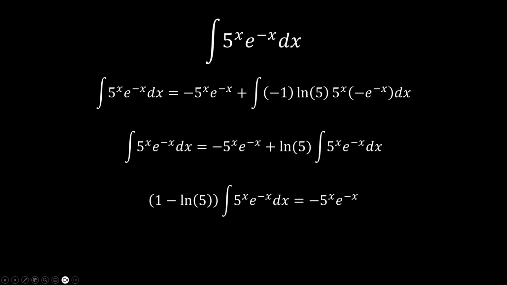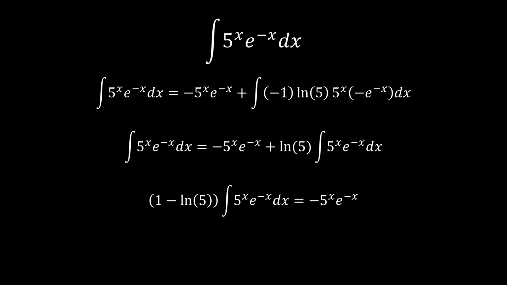Simplifying that partial integral, we have that negative 1 term times the negative sign of e to the negative x. They cancel, and we can pull out that constant natural log of 5 outside our integral. Now what we have is the integral of 5x e to the negative x dx equaling negative 5x e to the negative x plus the natural log of 5 times the integral of 5x e to the negative x dx.